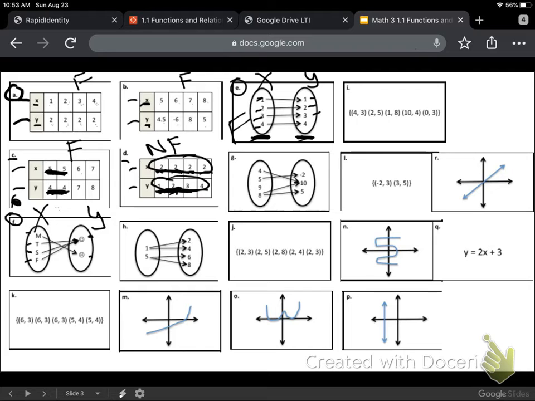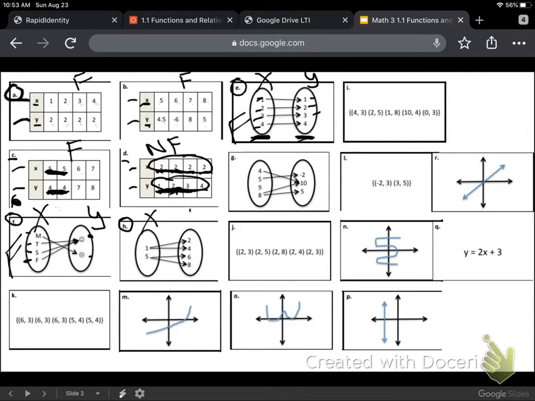And f, each x has to go to one y. Well, this f goes to this. It only goes to one of them, so we're good. That's a function. Okay. So let's go ahead and look at H.